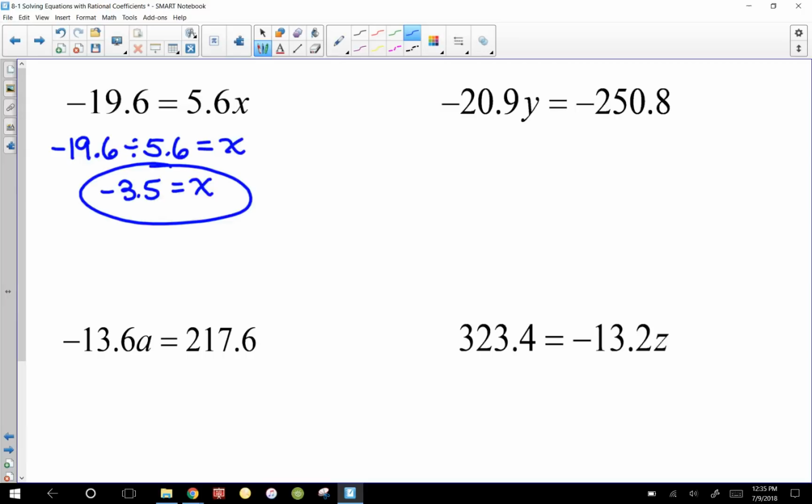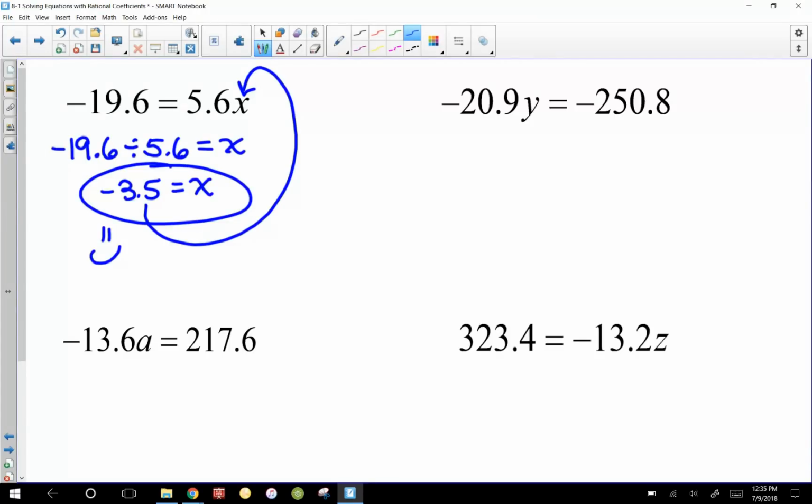Okay, pretty easy to find solutions to these, what we call one-step equations. And of course, we can always put that value back up in here for x. 5.6 times negative 3.5 is negative 19.6, so I know that solution checks out and I got the right answer. Next one, negative 20.9 times y equals negative 250.8.